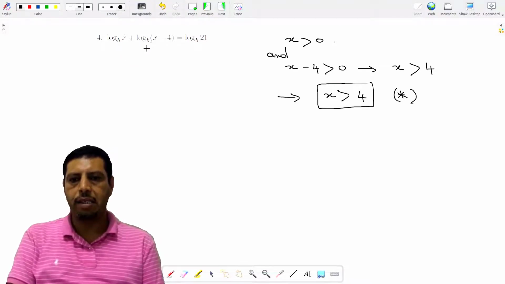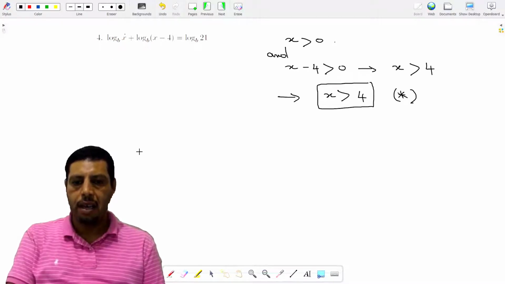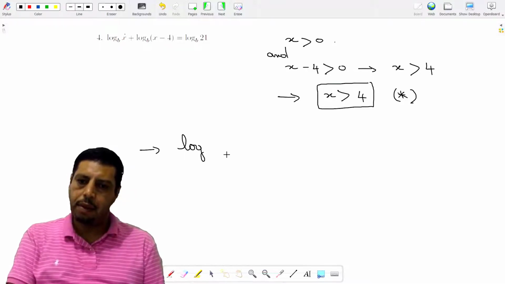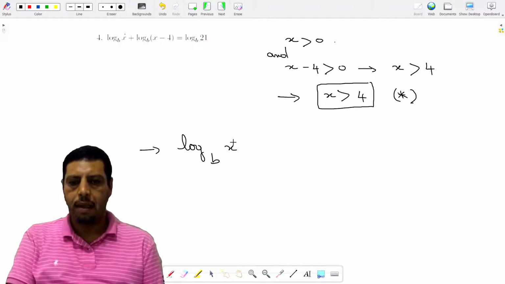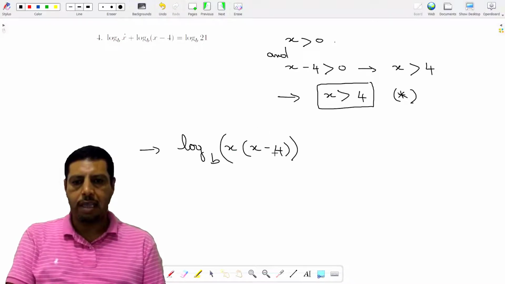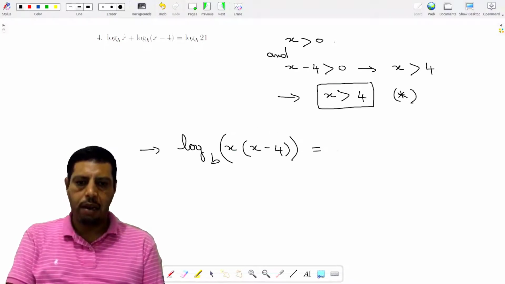Again, here we're going to use the logarithm property. We have log b of x plus log b of (x minus 4). It's a sum. When you have a sum of two logarithms, it gives the logarithm of the product. So here we can write our equation as log b of x times (x minus 4), by using the first property in the previous page. So log b of x times (x minus 4) equals log b of 21.